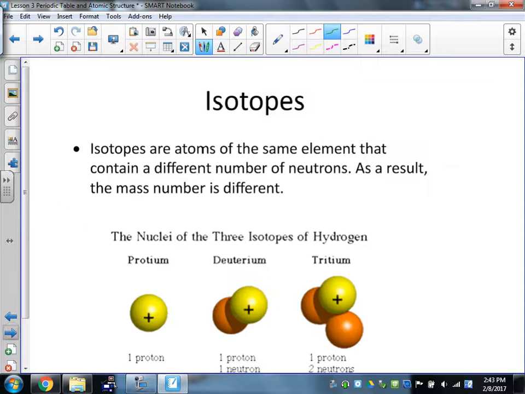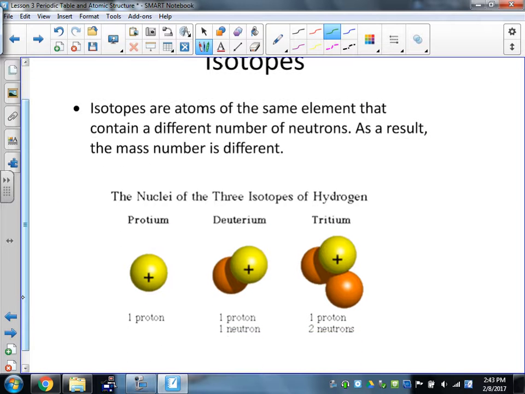Okay, isotopes. That last one we did, the carbon one, is called an isotope. Isotopes are atoms of the same element that have a different mass. They have a different mass because they have a different number of neutrons. When you're walking down the street and you see a carbon atom, you're like, hey, look, it's a carbon atom.